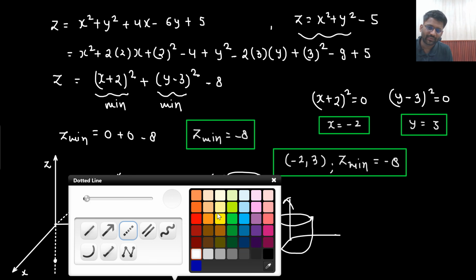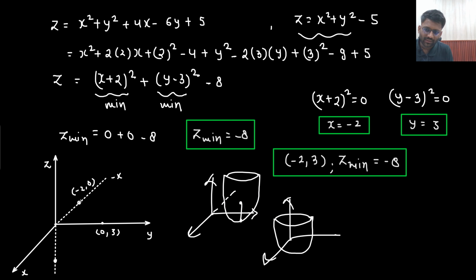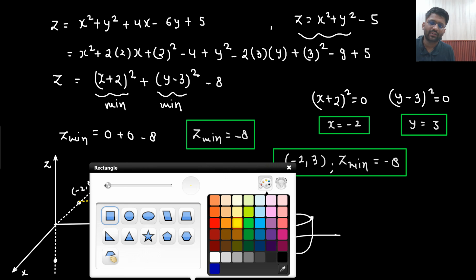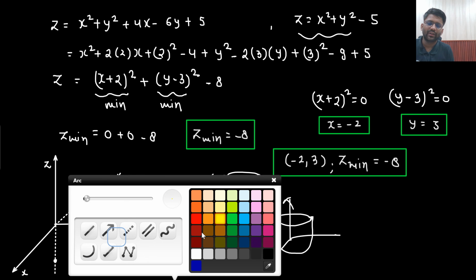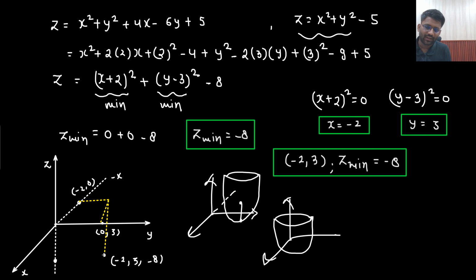So are you able to understand the point that at minus 2 comma 3, the value of z will be minus 8? So this will be the point, and from here you will get the bowl kind of structure. This bowl kind of structure you will be getting.